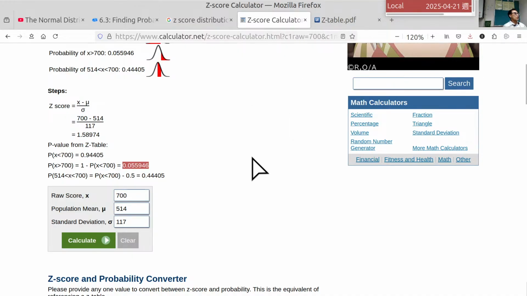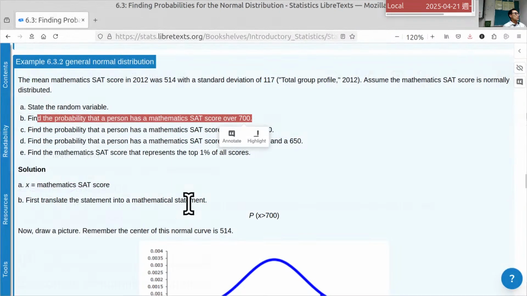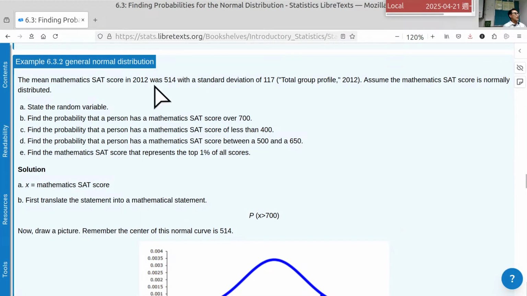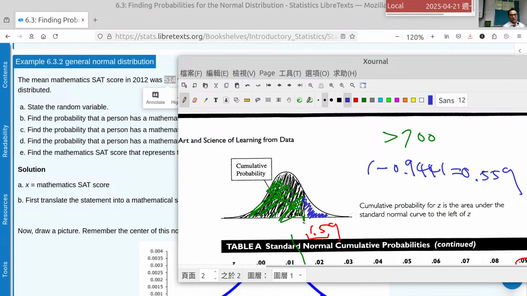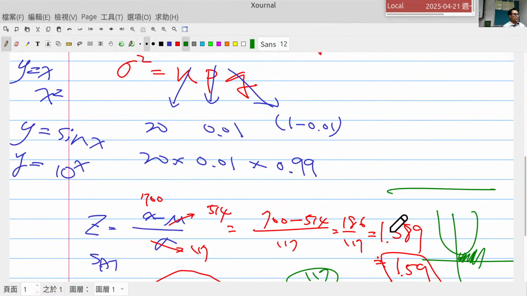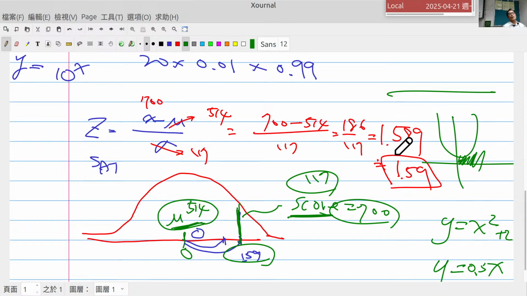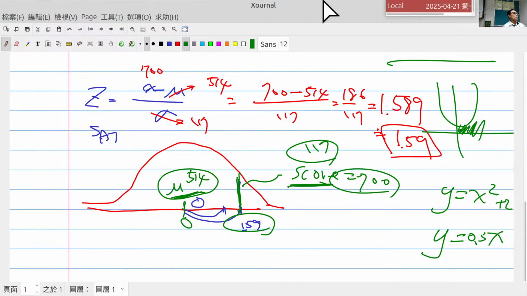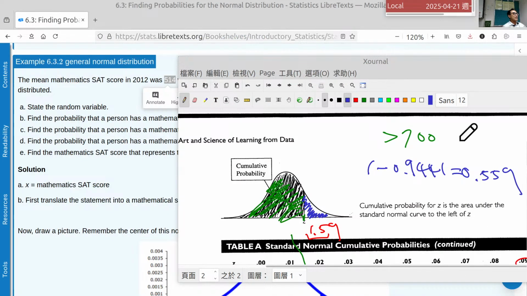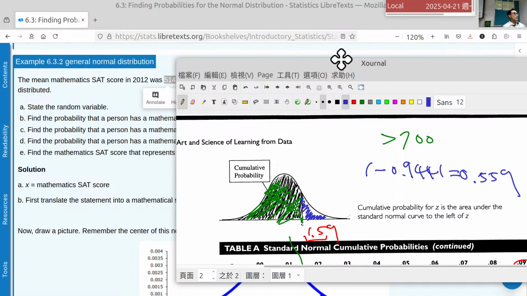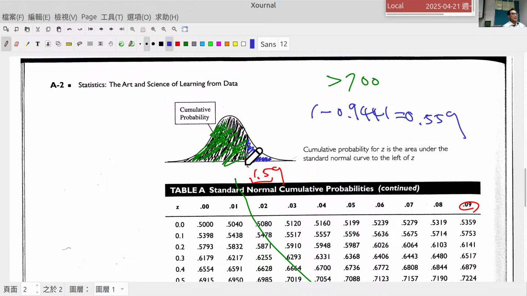The first step, please transfer the 700 to the z-score. According to the calculation, the z-score is 1.589, close to 1.59. Then we can check it. It means 700 is on this location.